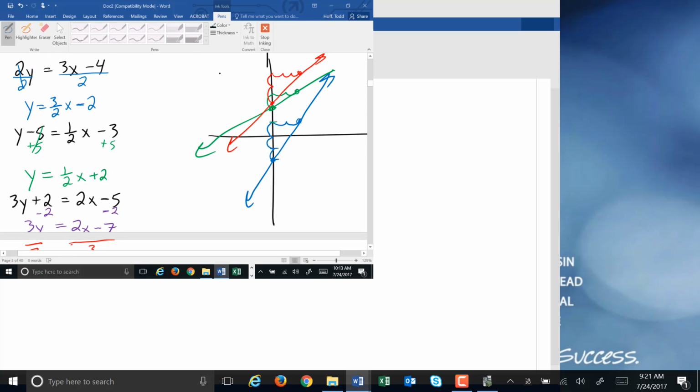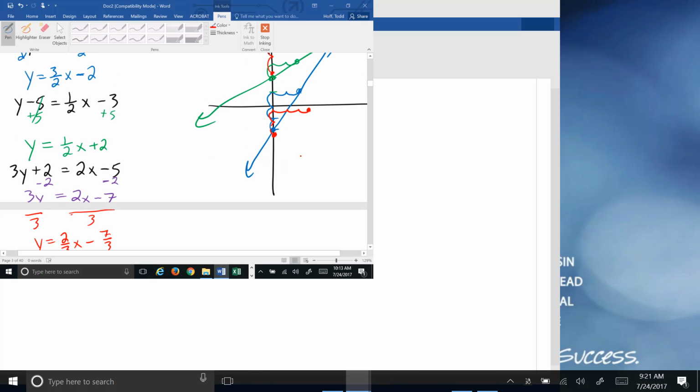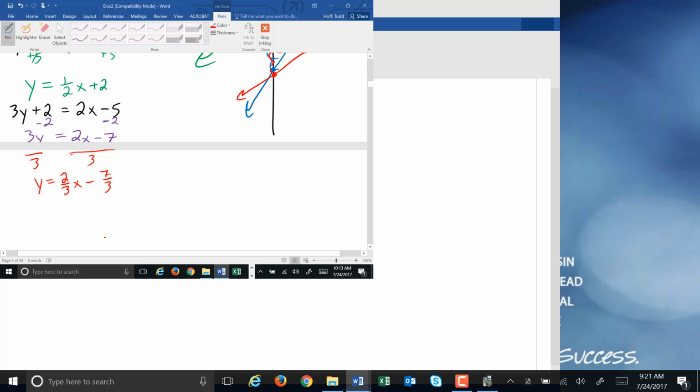Oh, I'm sorry. You are correct. Yep. No, you're not confused. I'm not paying attention. It should be at negative 2 and 1/3 right there. Then up 2 over 3. Negative 7/3 is negative 2 1/3.